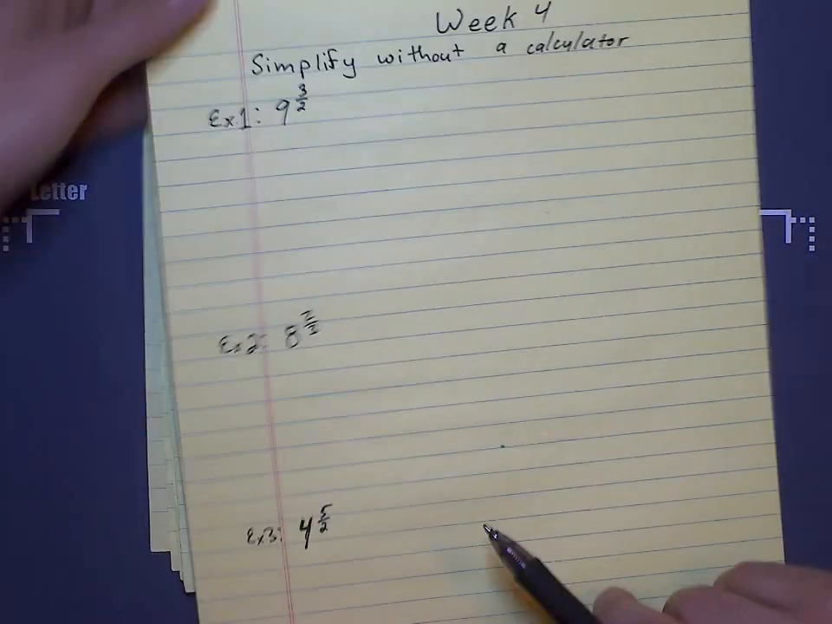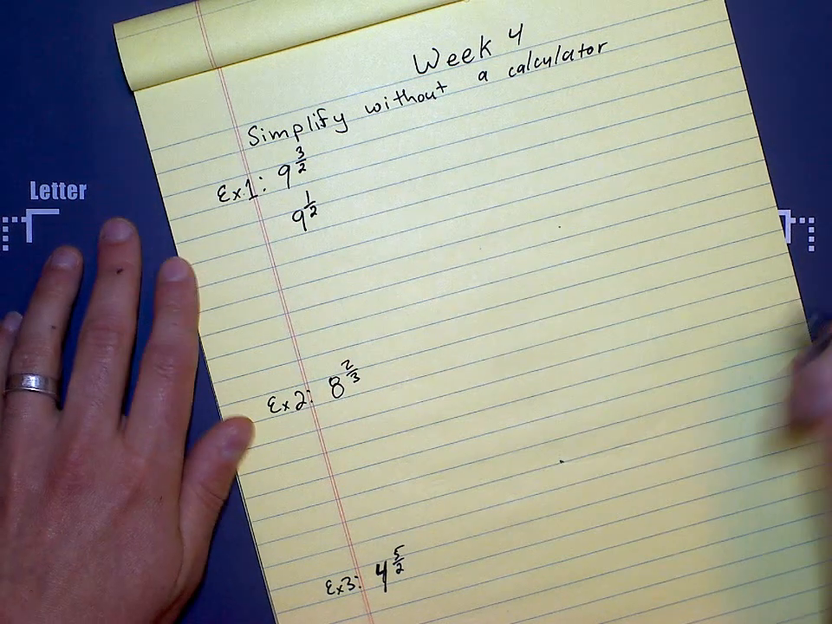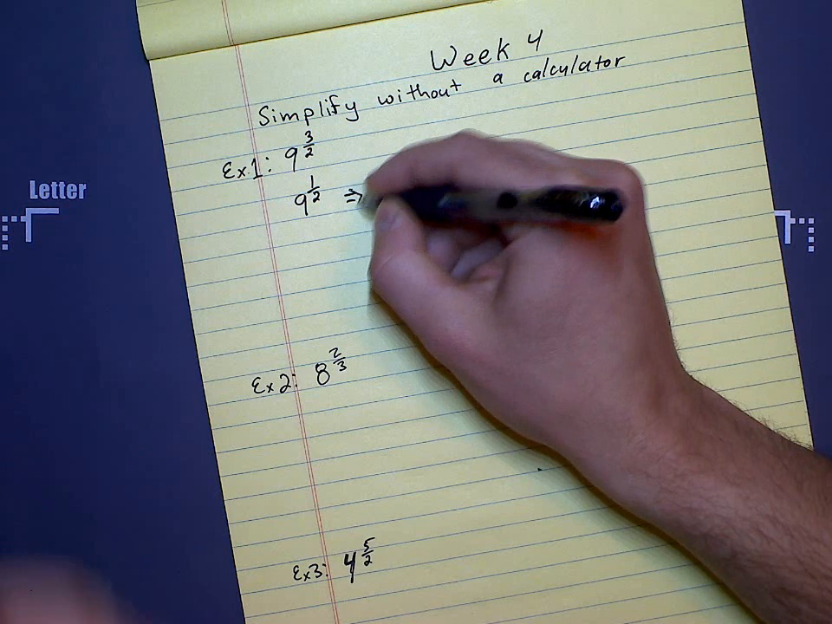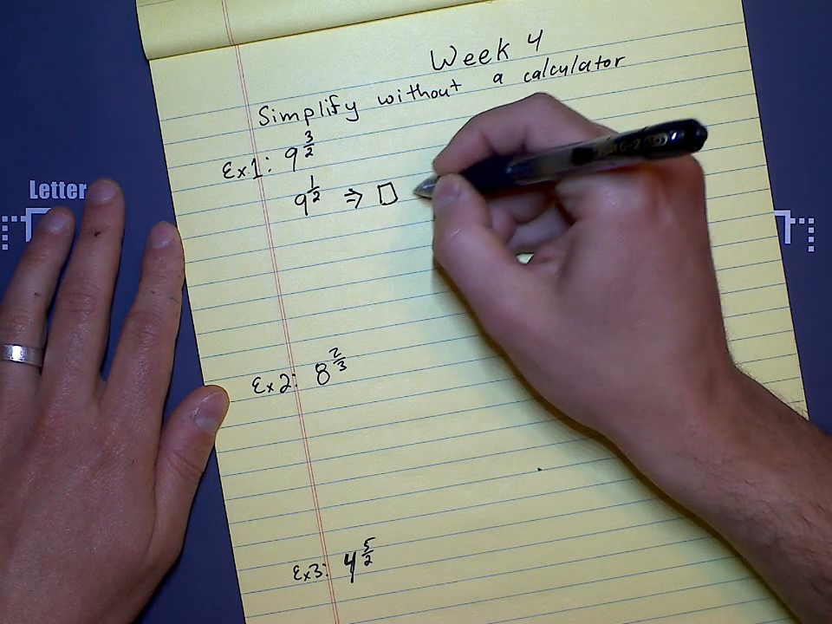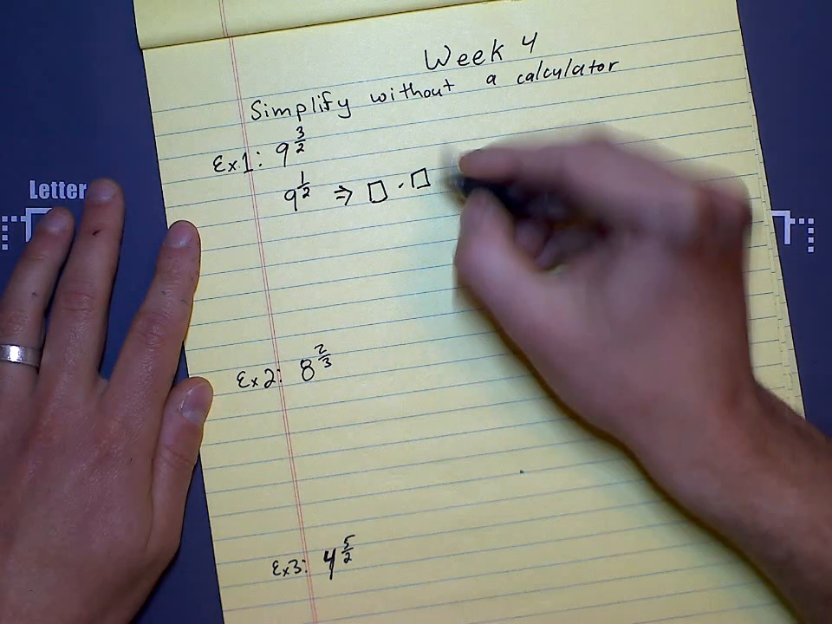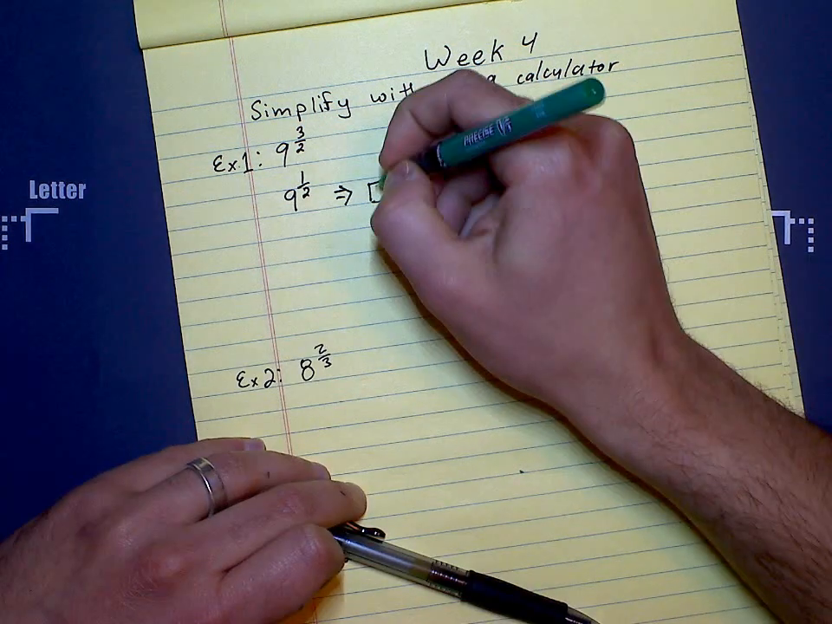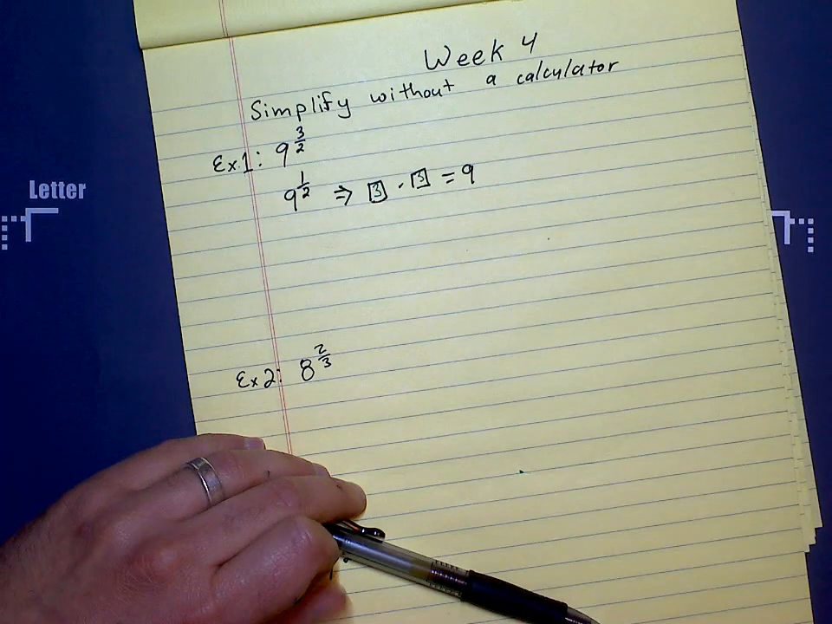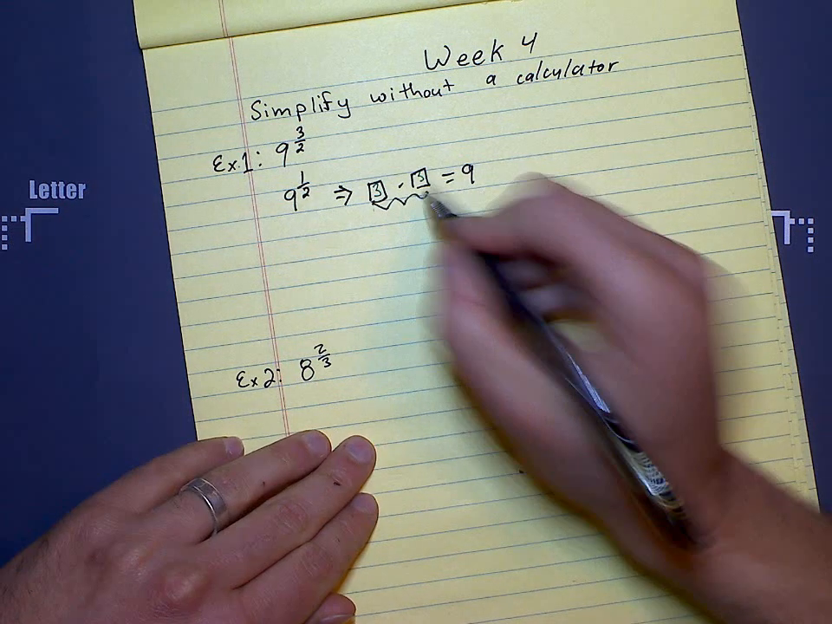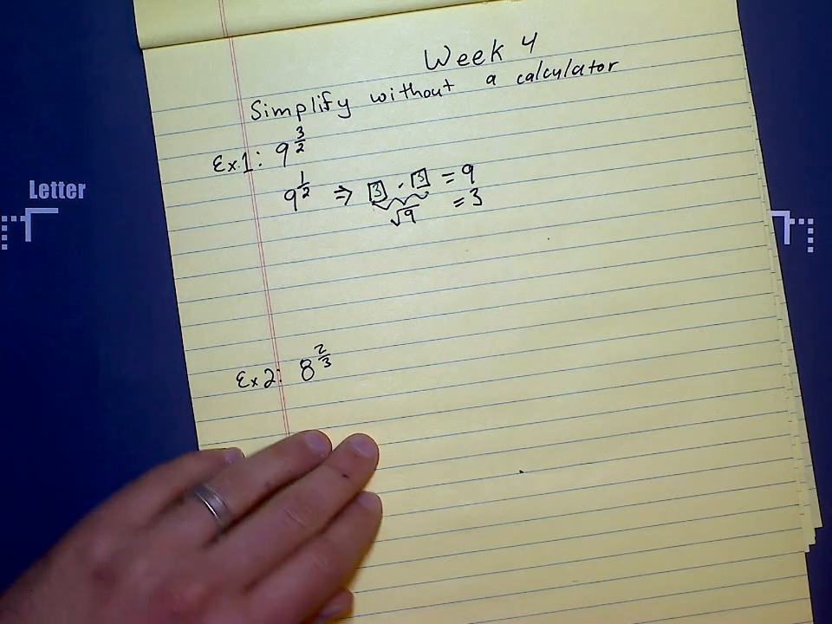Let's ask perhaps a simpler question. Instead of 9 to the power of 3 over 2, what's 9 to the power of 1/2? From our previous work, you know that 9 to the 1/2 is asking what number times itself is going to give you 9. And of course, that's going to be 3, because 3 times 3 is 9. So saying 9 to the 1/2 is like saying, what is the square root of 9, which is 3.